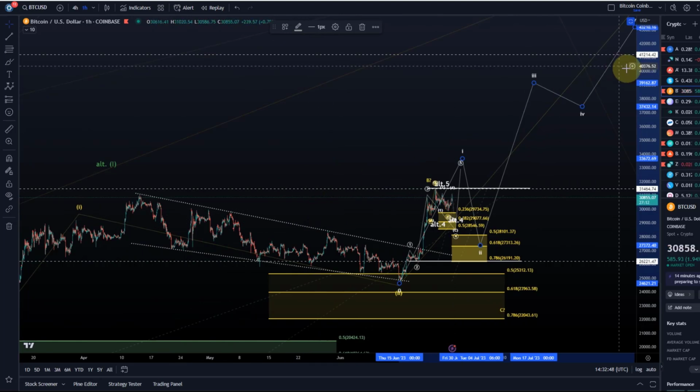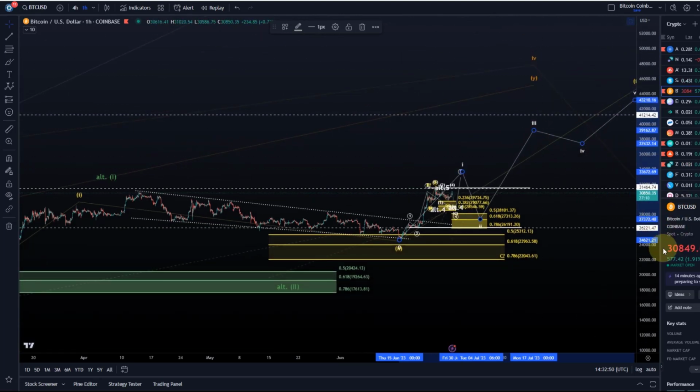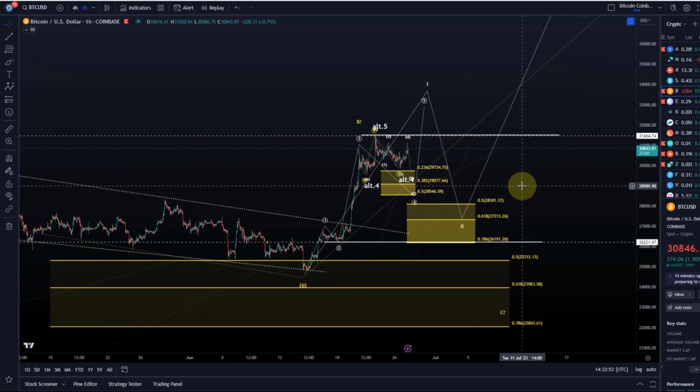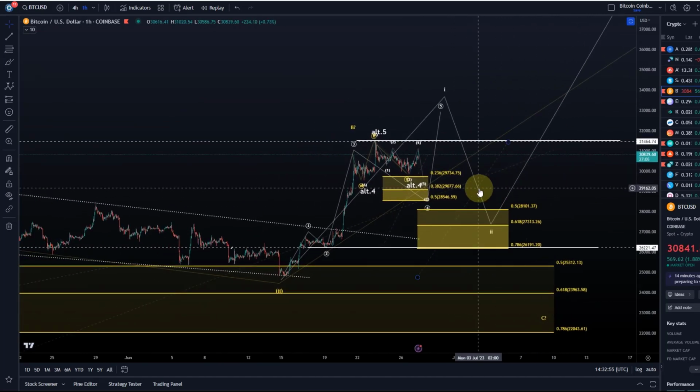I mean, the analysis suggests we are in a third wave. What I can show you here is ideal structures, but Elliott Wave tells us that if we really are in a third wave, pullbacks can be shallow and extensions need to be expected. So it's very interesting. I'll keep you updated.